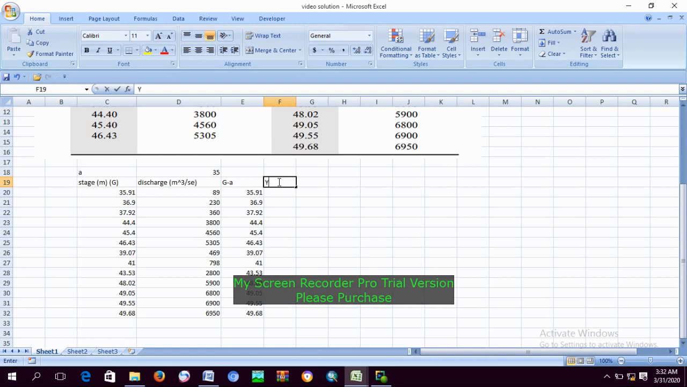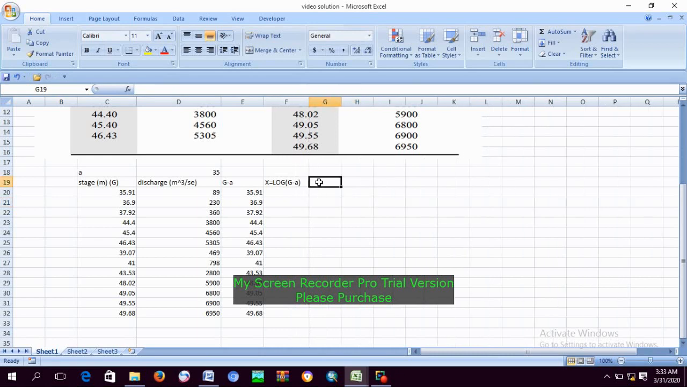So X is equal to log of open bracket G minus A, and also Y is equal to log Q.